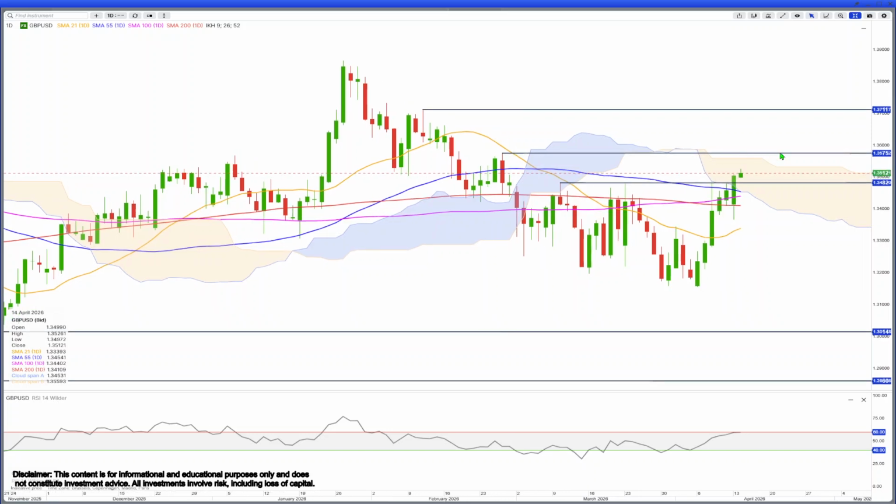the 135.75 resistance. It's not the strongest one, but it is there. There will be some resistance also with the upper part of the cloud. Taking out that, well, then there's room up to around 137.